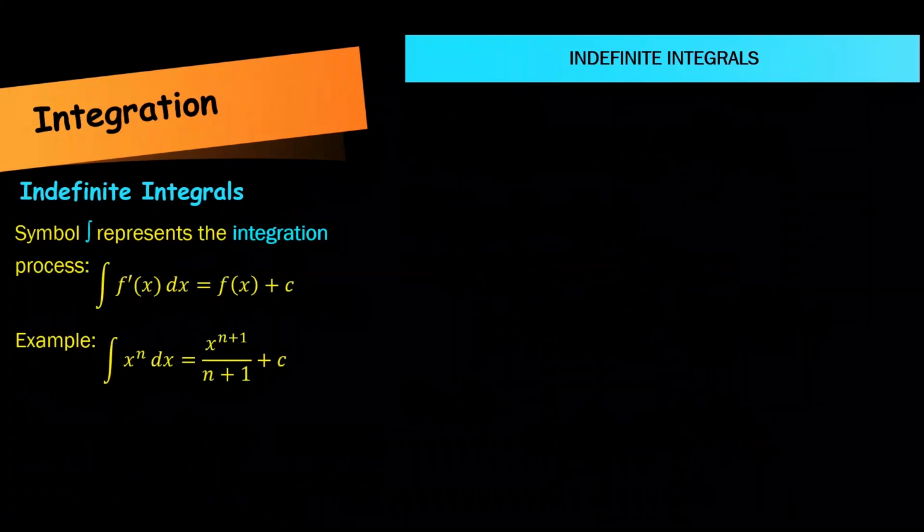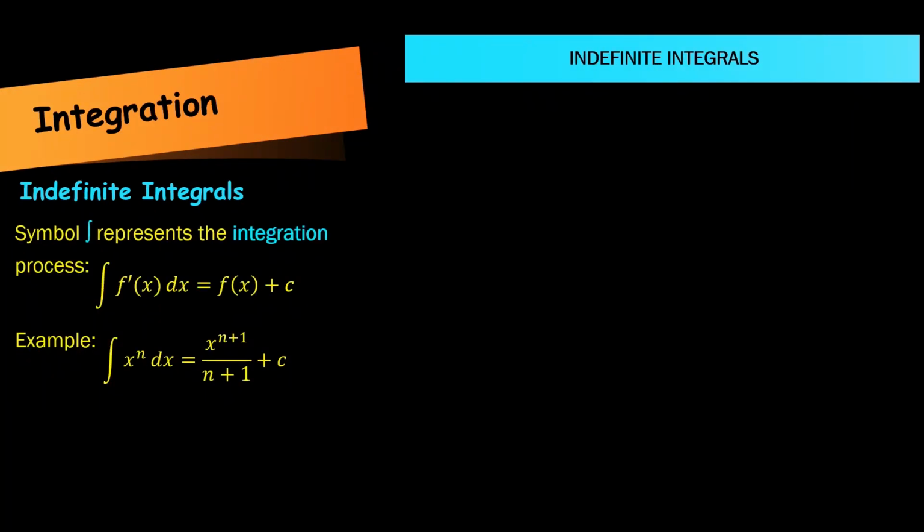Now let's take a look at indefinite integrals and some notation. The symbol in red, which looks like an S which has been stretched, represents the integration process. So integral f dash of x dx equals f of x plus c. So for example, the integral of x to the power n dx equals x to the power n plus 1 divided by n plus 1 plus c.